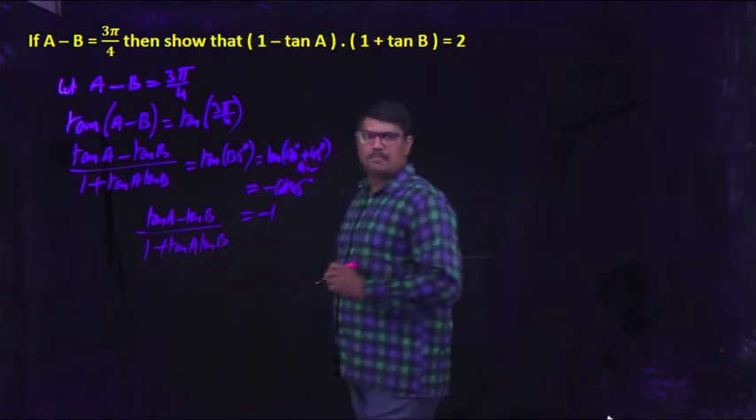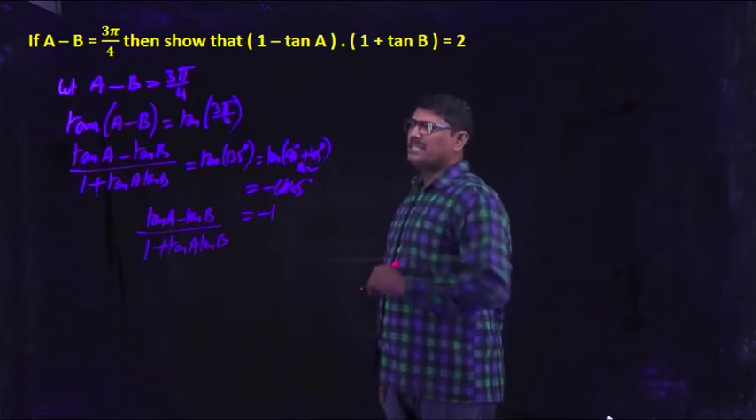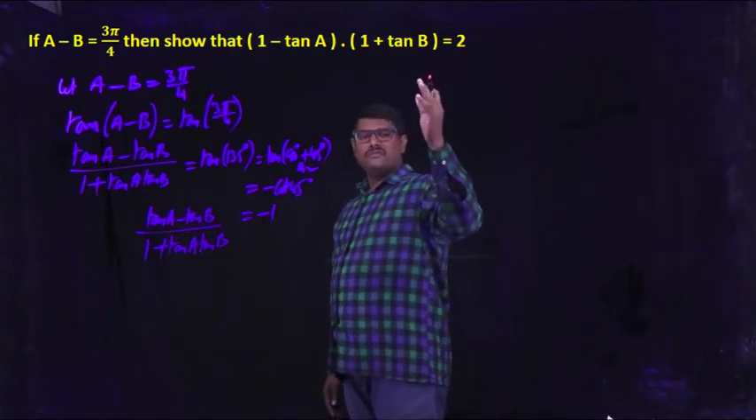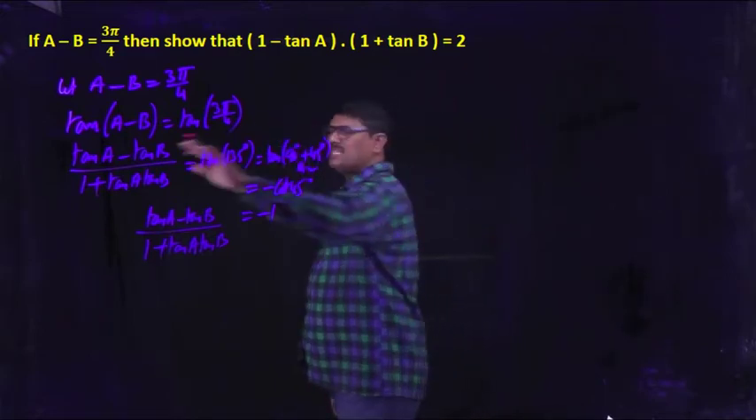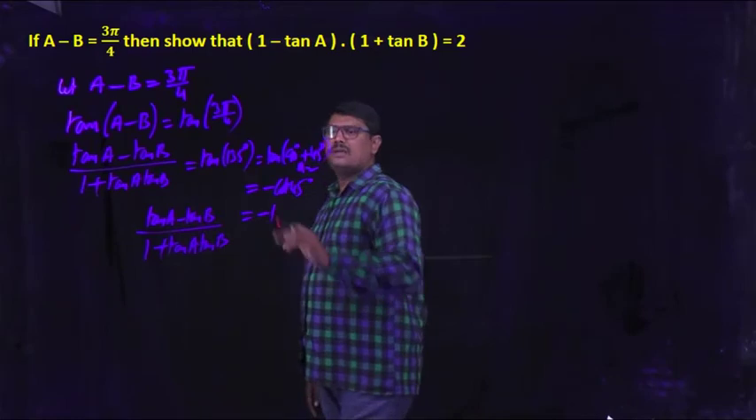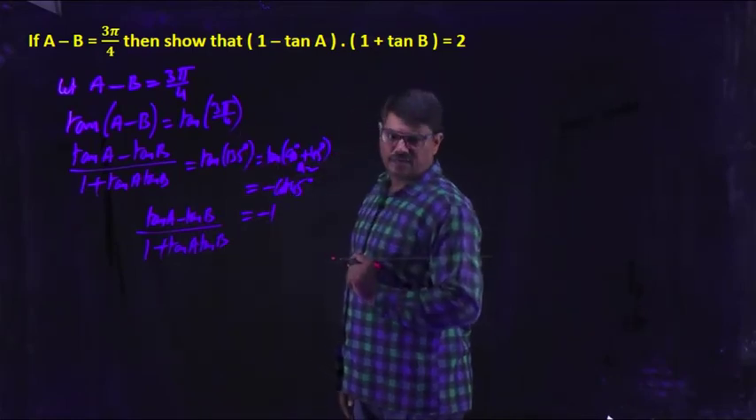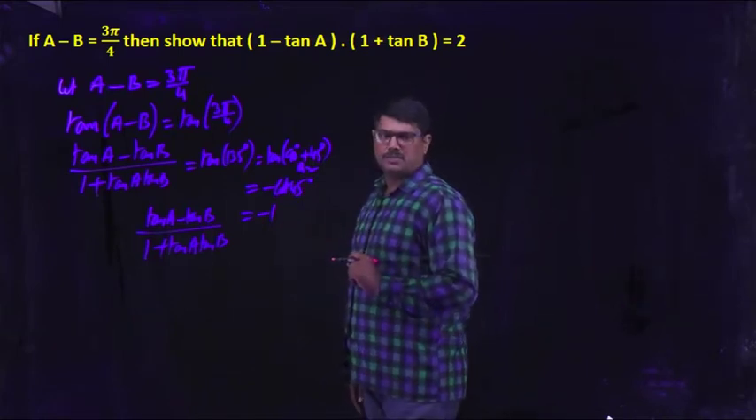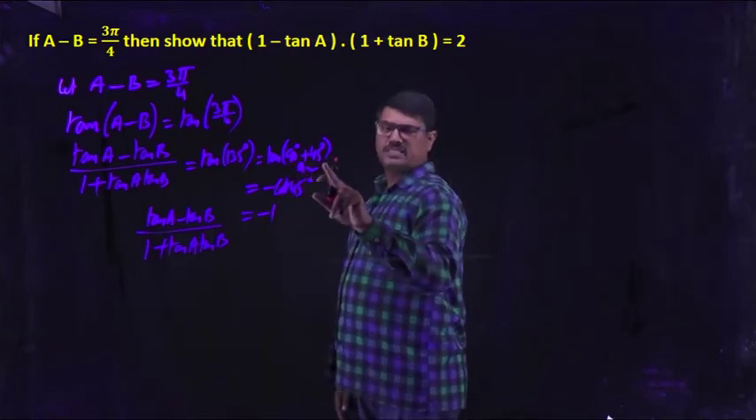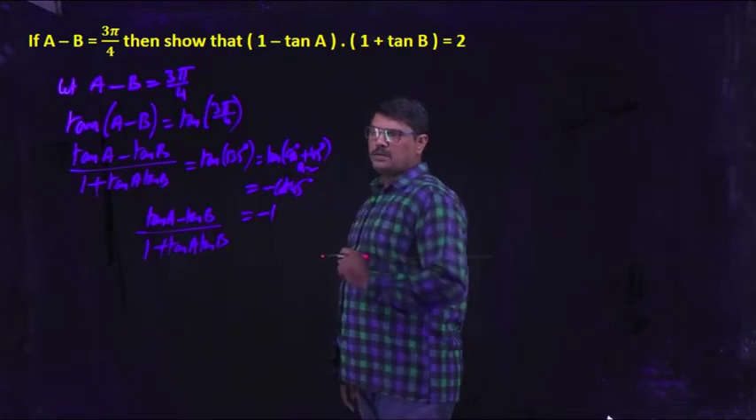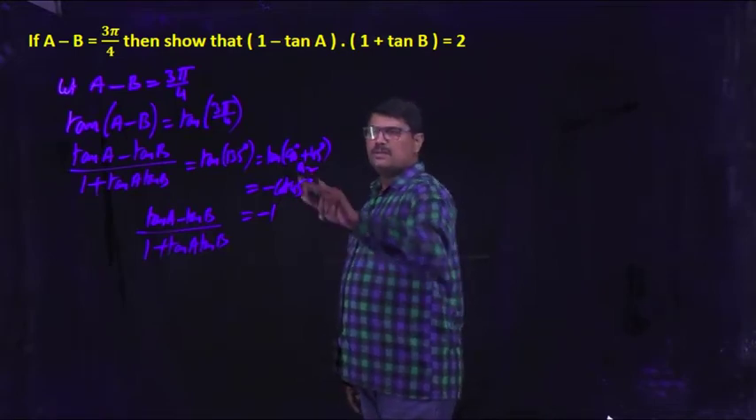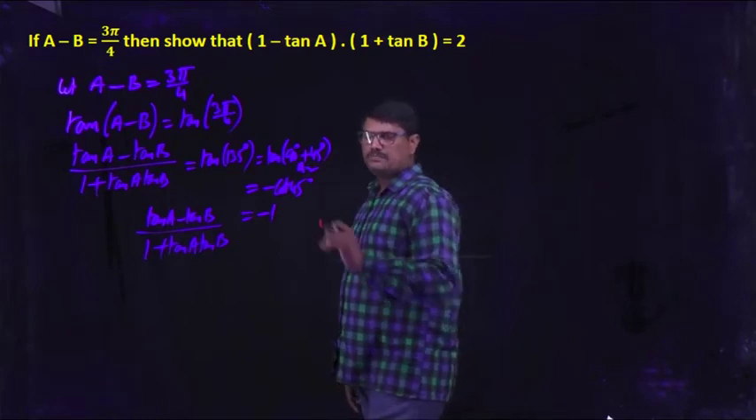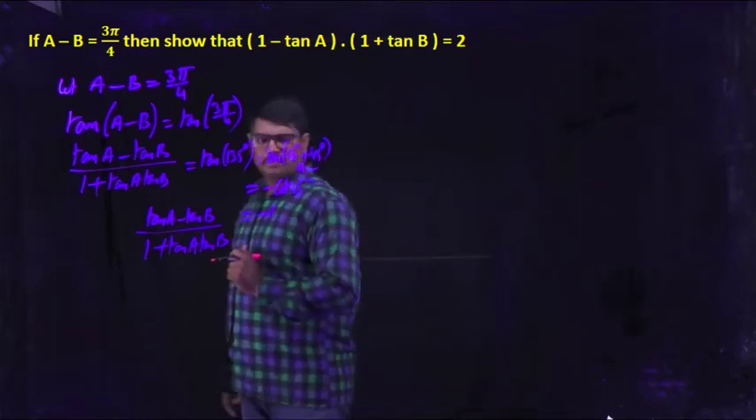value as minus 1. So considering the given condition A minus B is 3 pi by 4, and to get the answer in terms of tan, that's why we apply tan on both sides. Here 3 pi by 4 is 135 degrees. Tan 90 plus theta is minus cot theta. Remember that one. 90 plus theta is second quadrant. In second quadrant, tan has negative sign. Tan 90 plus theta changes to cot theta. So cot 45 degrees gives minus 1.